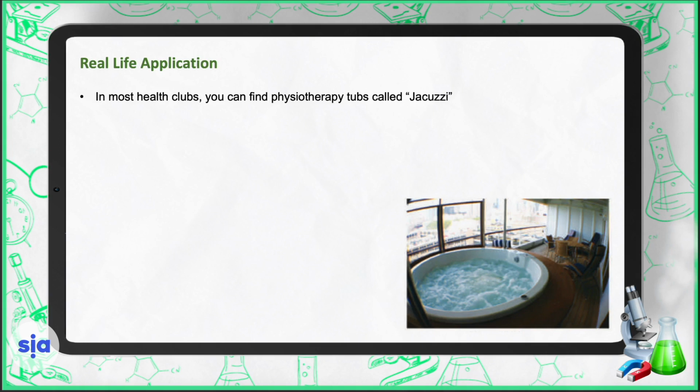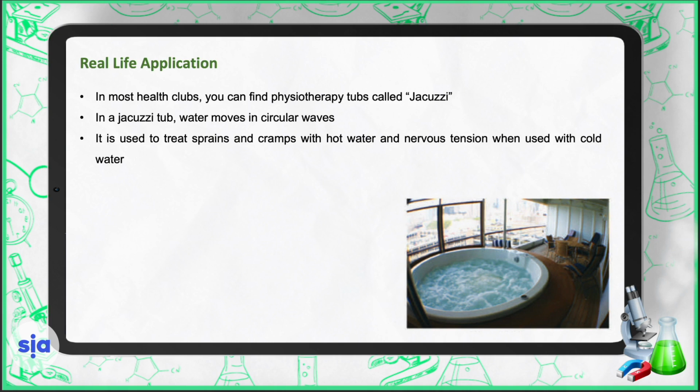Did you see the jacuzzi before? This is a real-life application for waves. Let's see together. In most health clubs, you can find physiotherapy tubs called jacuzzi. In a jacuzzi tub, water moves in circular waves, and they are used to treat sprains and cramps with hot water and nervous tension when used with cold water.